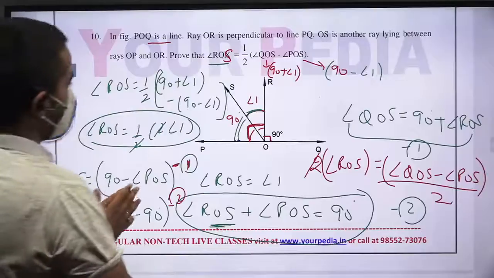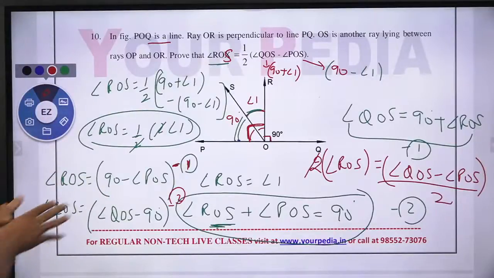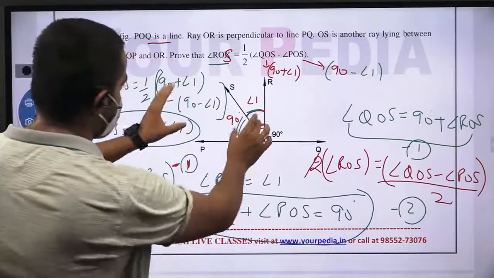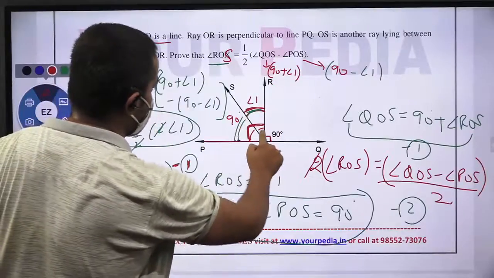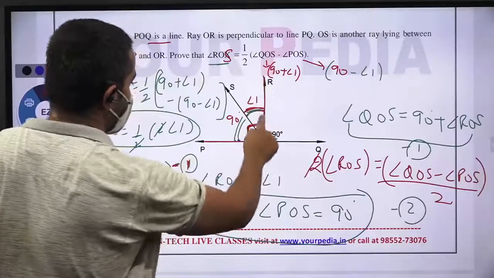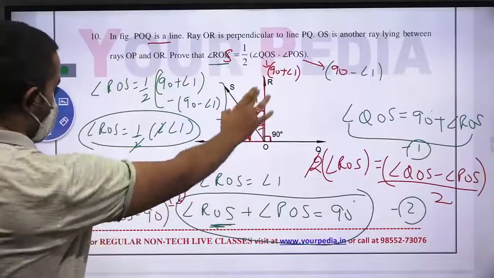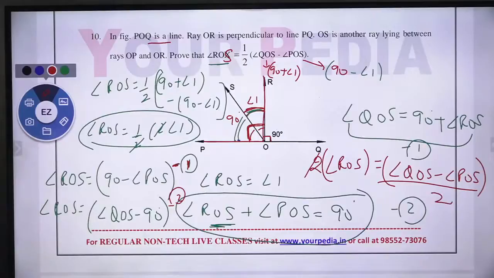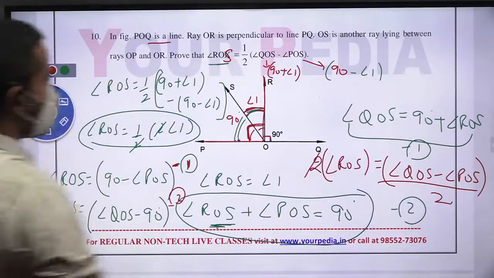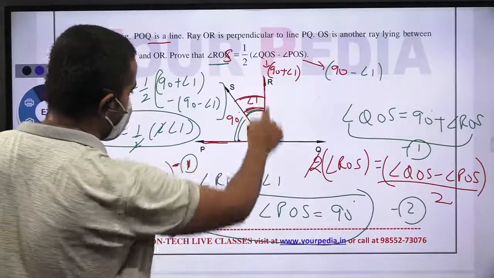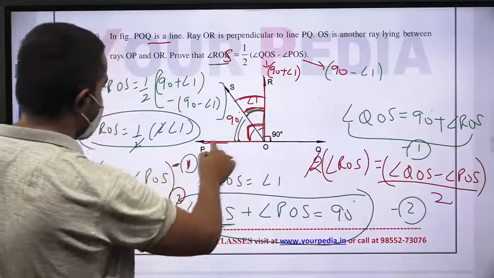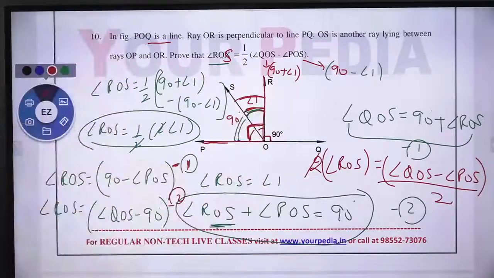Or yes, angle ROS you can write it like this. That is angle 1. So this total is 90 degrees, you can write it like this. So that is 90 minus angle POS. So this angle 1 will be this total 90, that is angle POR, minus angle POS. So this will be angle ROS, or angle 1.